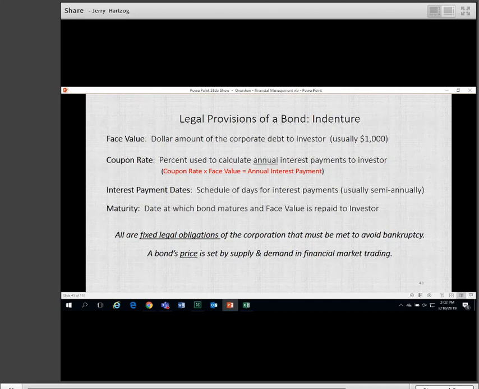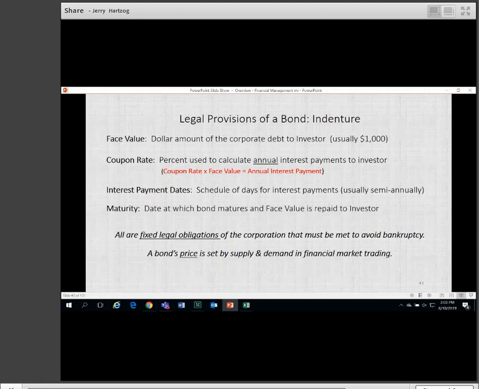Next is the coupon rate. The coupon rate is the percent used to calculate annual interest payments to the investor. In other words, if you multiply the coupon rate times the face value, you'll get the annual interest payment. So if the coupon rate happened to be 5% and the face value $1,000, the corporation would pay $50 in interest to the investor each year.